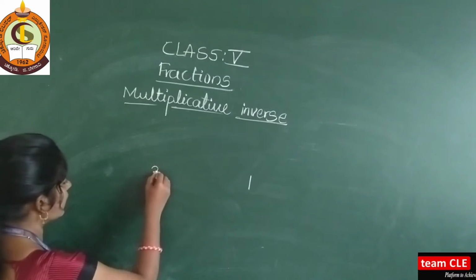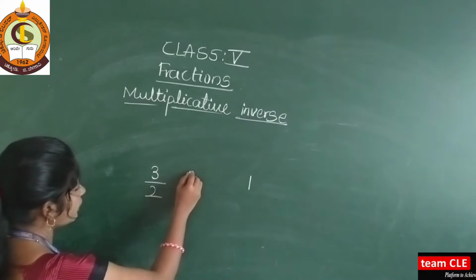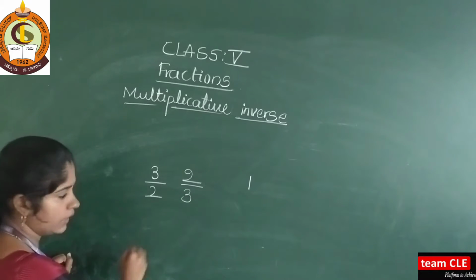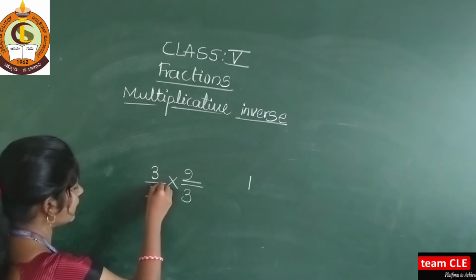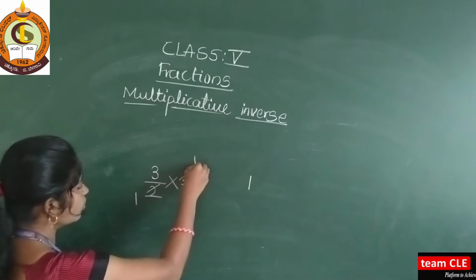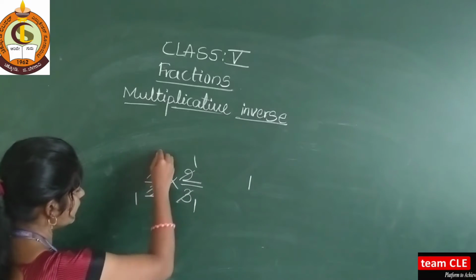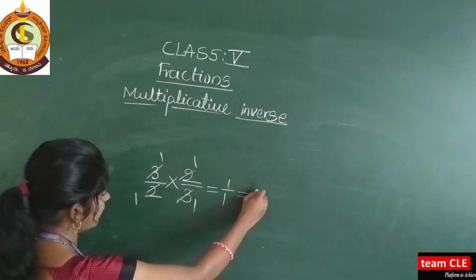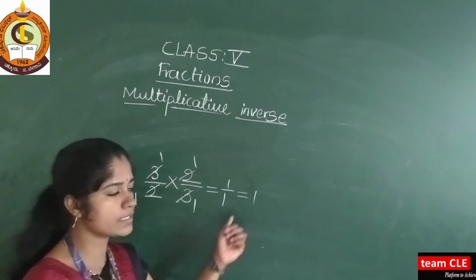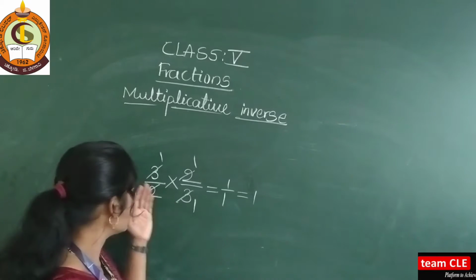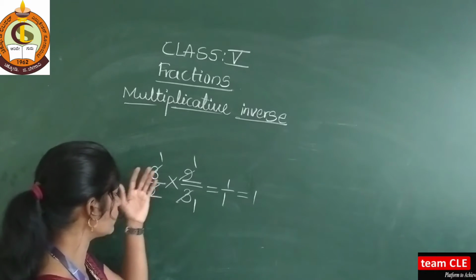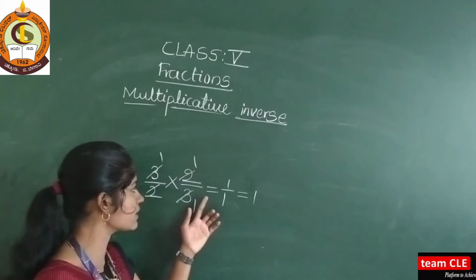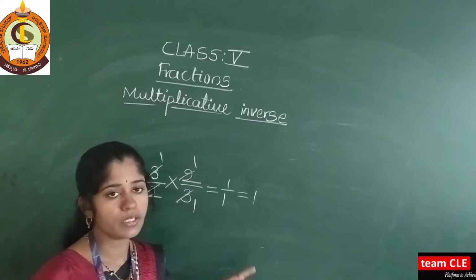For example, here 3 by 2 is there. Then what is its multiplicative inverse? That is 2 by 3. Why? Because see here, multiply and cancel the numbers. 2 ones are 2, 2 ones are 2, 3 ones are 3, 3 ones are 3. So here 1 by 1 is nothing but 1. So here I got the answer as 1. Therefore the multiplicative inverse of 3 by 2 is 2 by 3. Where you get 1 as an answer, that is the multiplicative inverse of that number.